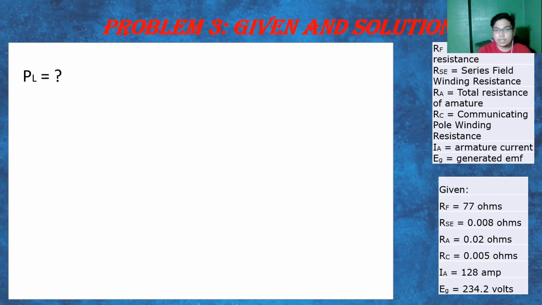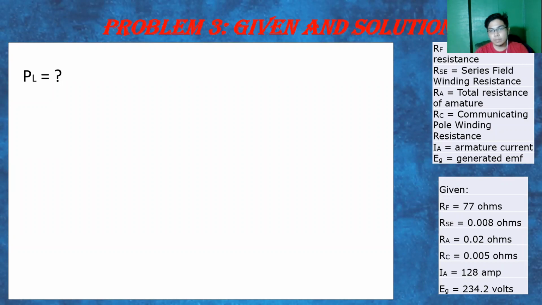Ayun, makikita natin dito sa gilid yung mga given: RF, which is yung shunt field resistance, R sub SE, series field winding resistance, R sub A, total resistance of armature, R sub C, commutating pole winding resistance, I sub A, armature current, and EG, generated EMF. So, yan din yung given nila.